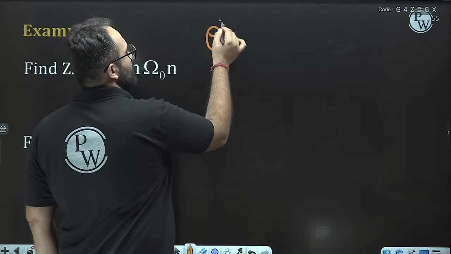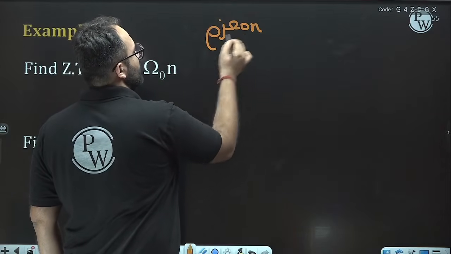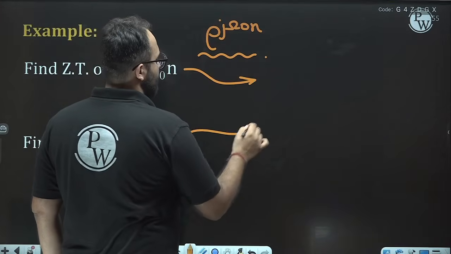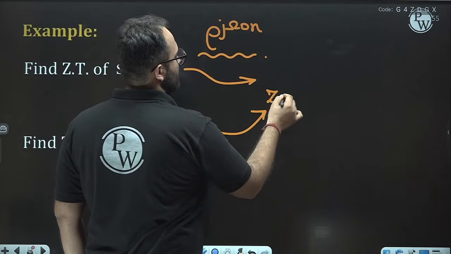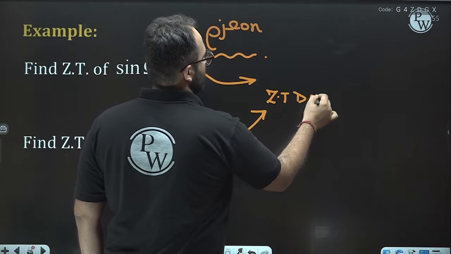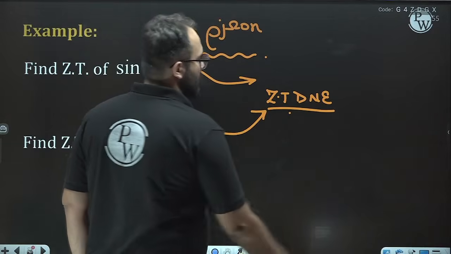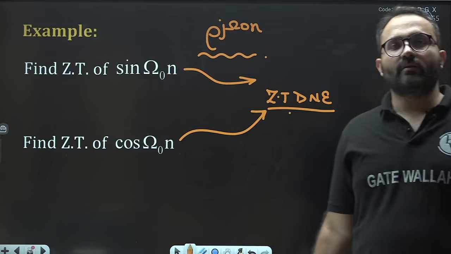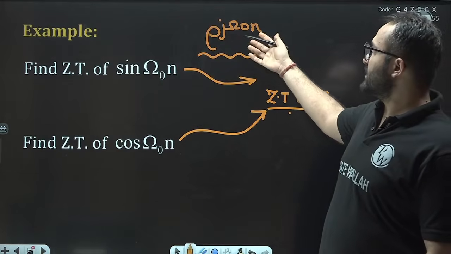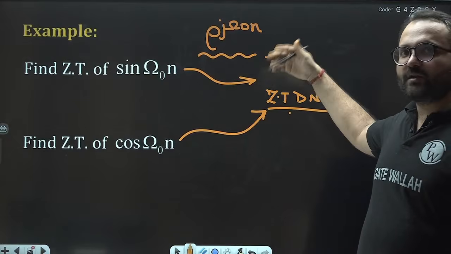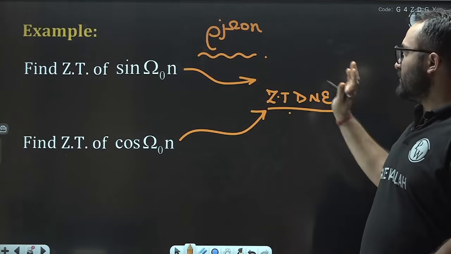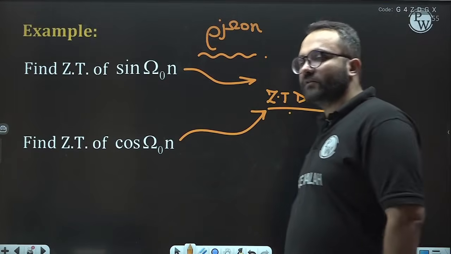Now, since the Z transform does not exist for this signal e to power j sigma naught n, we can see that the Z transform will not exist for these two signals also. The Z transform will not exist for sine and cos also, because sine and cos are written in terms of exponentials. For exponentials, the Fourier transform or Z transform does not exist. So the Z transform will not exist for sine and cos also.